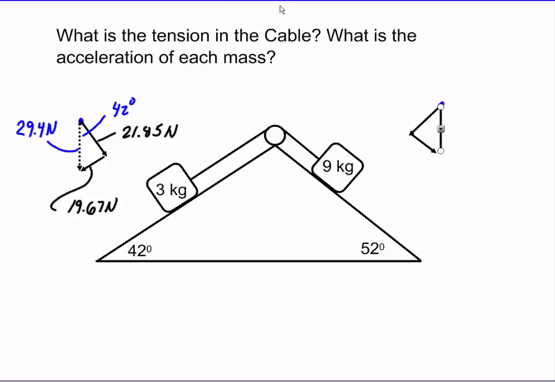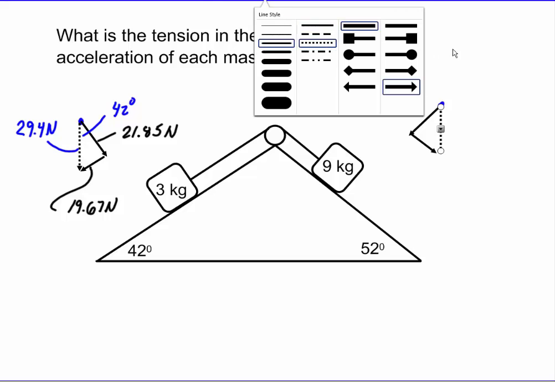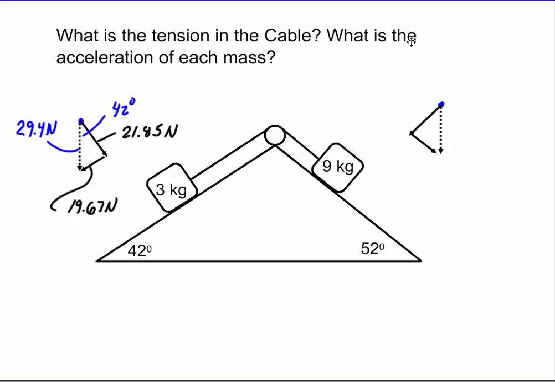This is too grassy. Yeah? Did I make a mistake? For the 3 kilogram, which one is your original vector? The dotted has to go straight down. Got it.